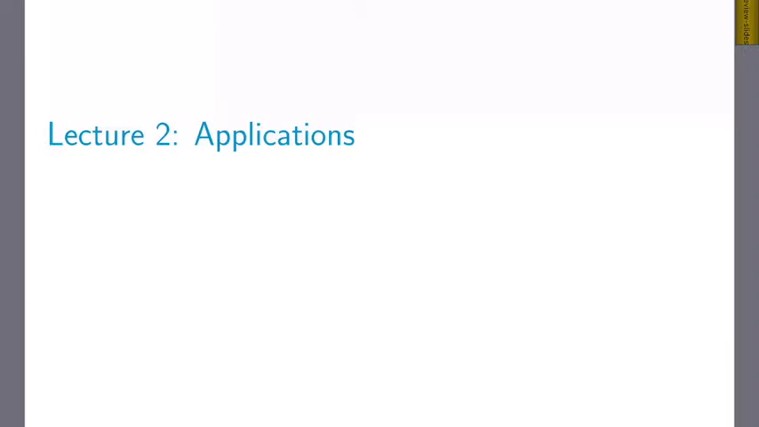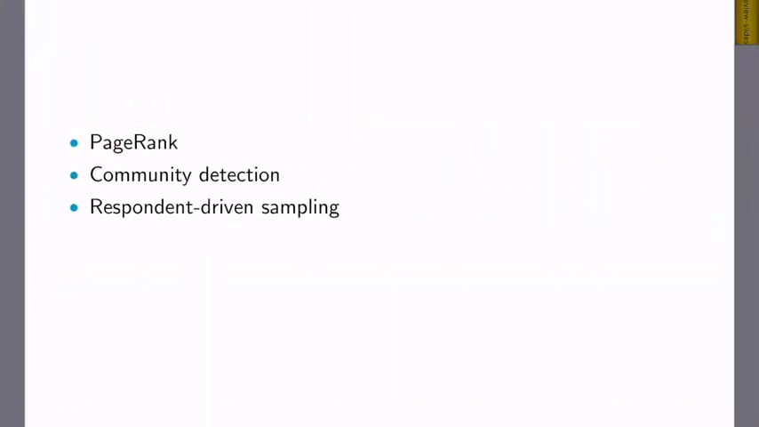Okay, let's start the second lecture, which is on the applications of random walks on networks. There are various applications in the review paper, which this lecture is based on, which covers many more applications than what is listed here. In this lecture I will actually cover four topics. I forgot one. The topics are PageRank, community detection, respondent-driven sampling, and the voter model, opinion formation dynamics. Okay, let's carry on.